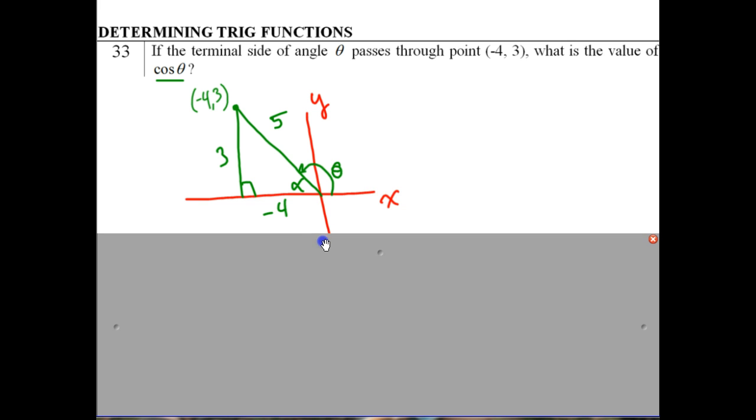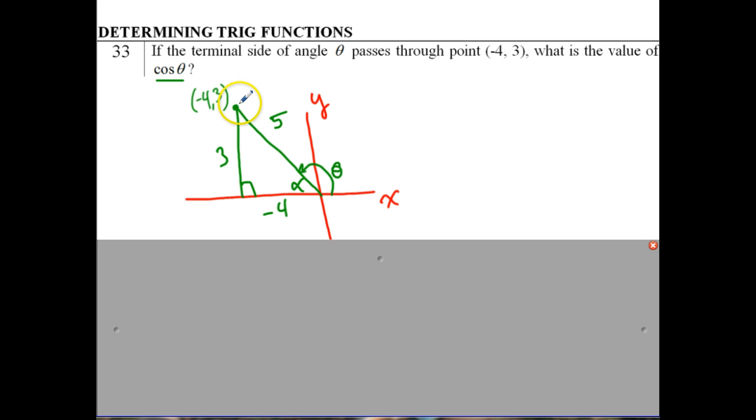This question involves determining a trig function. So it gives me a point and it wants to know the value of a trig ratio. Anytime it has this type of situation where it has a point involved, let's make a picture. So let's sketch out a negative 4, 3 point, draw a triangle, and then figure out what the side lengths are. So we've got a triangle.